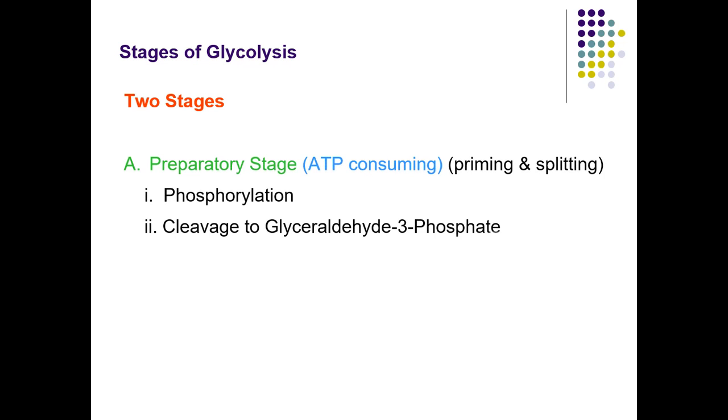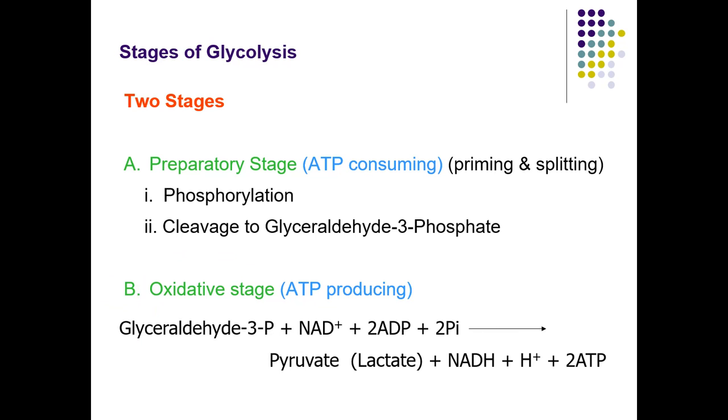There are two stages of glycolysis. One is the preparatory stage, the ATP consuming stage, also called priming and splitting. Here phosphorylation occurs, the addition of phosphate to a group. Then comes cleavage to glyceraldehyde 3-phosphate. The second is the oxidative stage, which is ATP producing, where glyceraldehyde 3-phosphate combines with NAD plus and ADP, forming 2-phosphoglycerate and then pyruvate or lactate, and NADH and 2 ATP are produced.